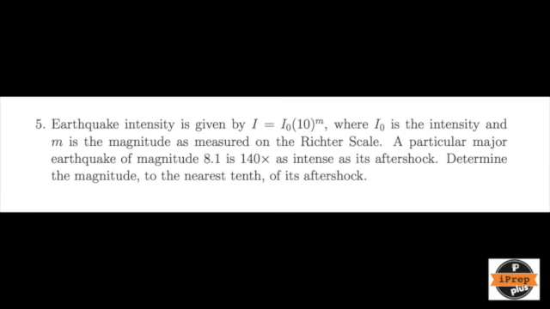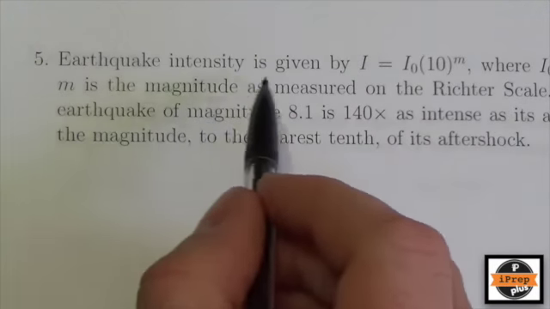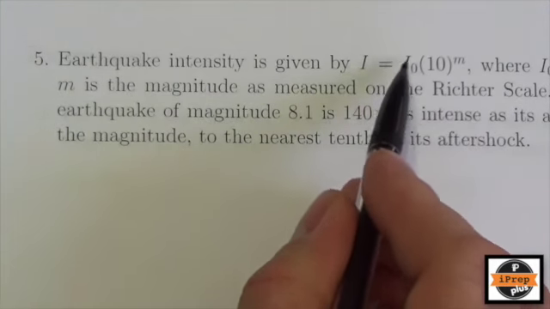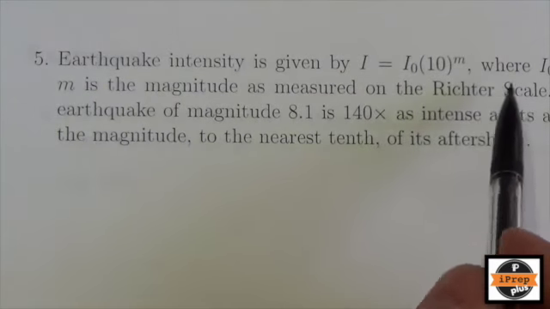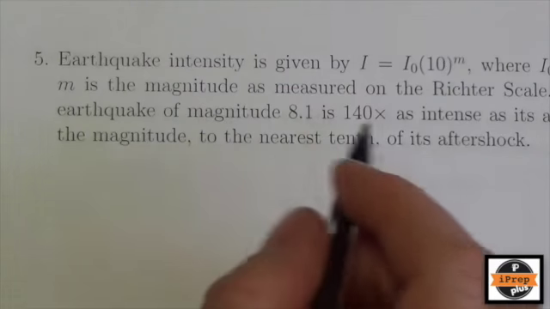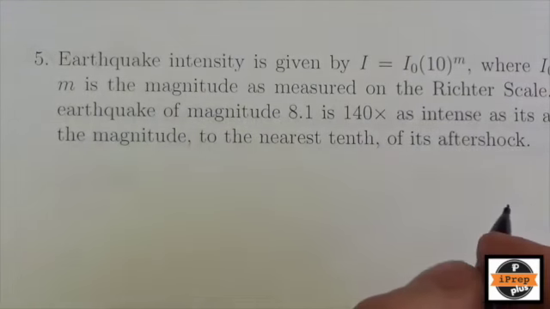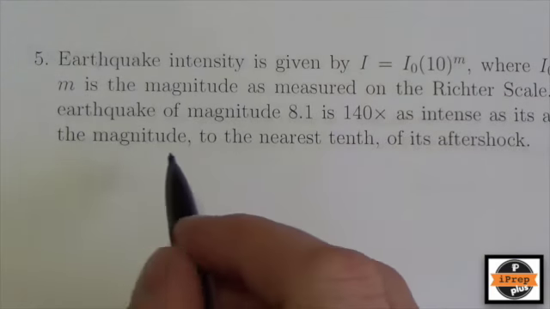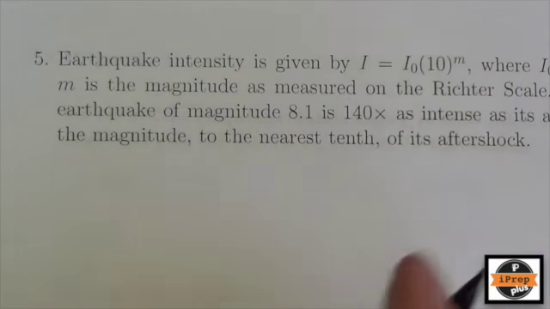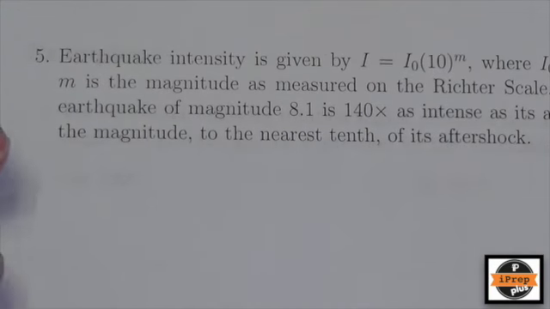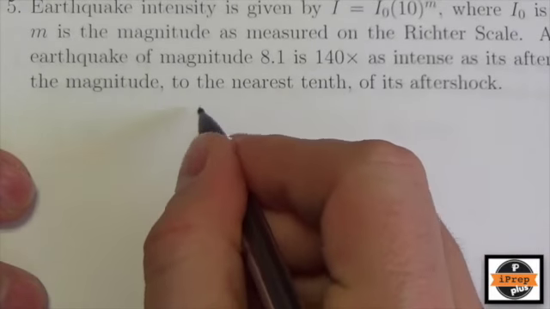Example 5. In this question, we're told that the earthquake intensity is given by I equals I naught times 10 to the m. Well, we knew that from the previous question, where I naught is the reference intensity and m is the magnitude as measured on the Richter scale. A particular major earthquake of magnitude 8.1 is 140 times as intense as its aftershock, so let's determine the magnitude of the aftershock.